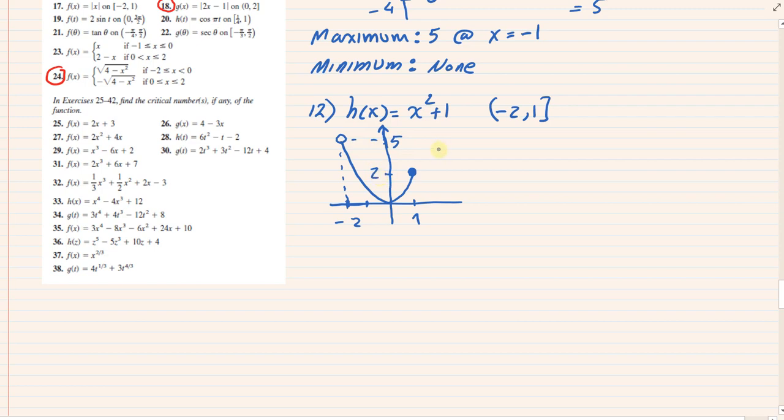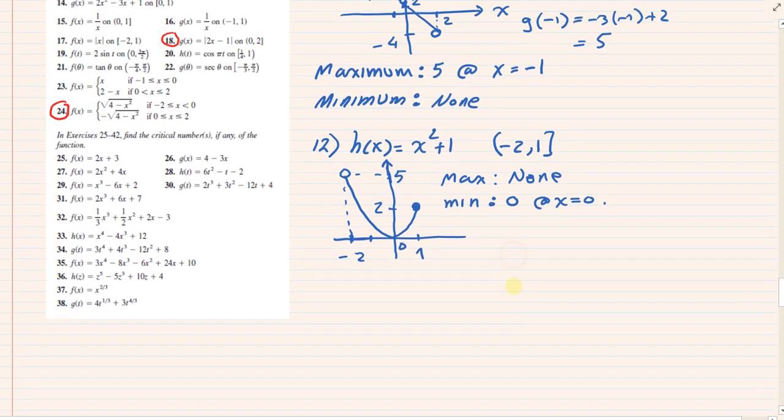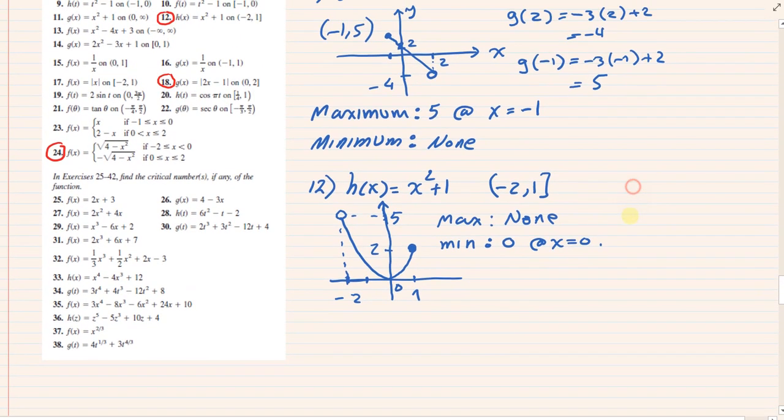So this time maximum, none. There is no max because again this point is not included at 5. And notice 2 is a local max, but it's not the absolute max. That's what they ask. Absolute max means over the domain. And as far as the minimum goes, yes, there is a minimum. The minimum occurs at 0. So minimum is 0 at x equals 0. So keep in mind again, the max and minimum we're talking about here are the values of the function, not the x values.